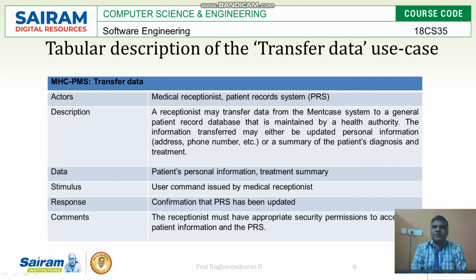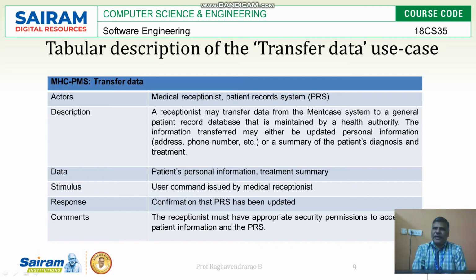In this transfer of the data use case, we can write two formats. One is tabulated format and another is diagrammatic representation. When you write the transfer data in the tabular format, there are actors, description, data, stimulus, then response and the comments. These are the 5 points that are going to be present in the system.